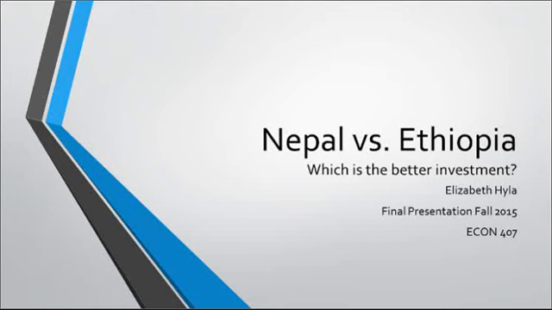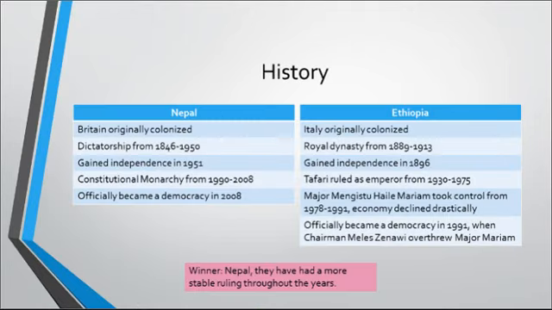Nepal versus Ethiopia. In 1846, Nepal was ruled by the Rana family as a dictatorship. Long Rana was an ally with Britain, and that's how they became colonized by Britain. In 1951, Nepal became independent. In 1962, the Panchayat Constitution was enacted.